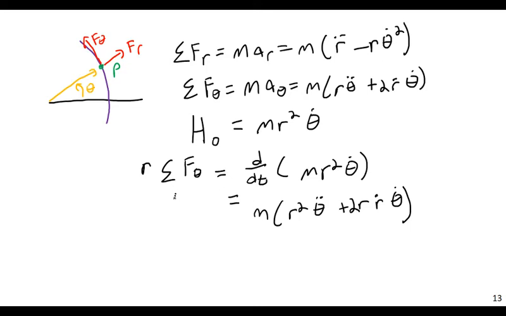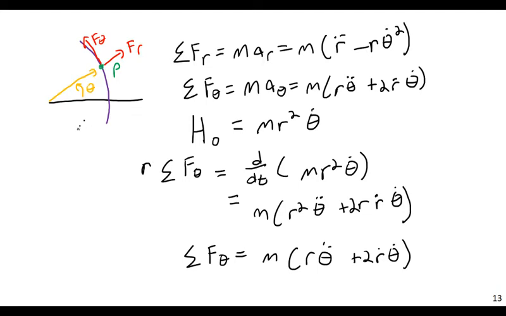Or if I then divide both of these by r, I can say the summation of forces in the theta direction is going to be equal to m r theta double dot. So basically I'm dividing by r across. r theta double dot plus 2 r dot theta dot. Like so. So I'll keep working through this.